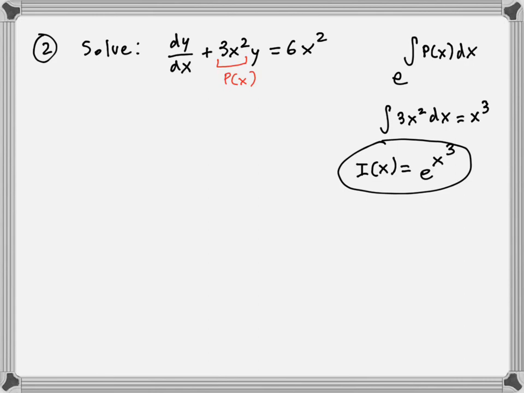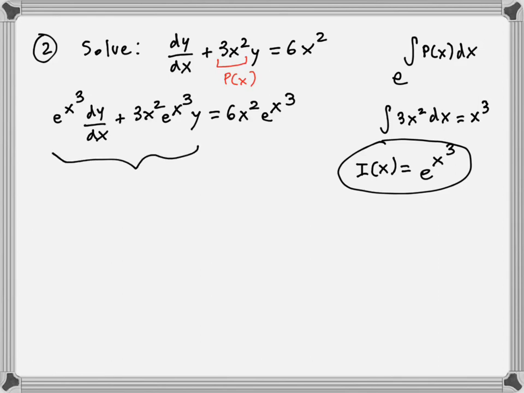So step 3, multiply the entire thing by e to the x cubed. So we end up with the following: e to the x cubed times dy/dx plus 3x squared e to the x cubed y is equal to 6x squared e to the x cubed. What do we do here? Remember, the left will always be the integrating factor times y. So this should be e to the x cubed times y. Sorry, the derivative of that.